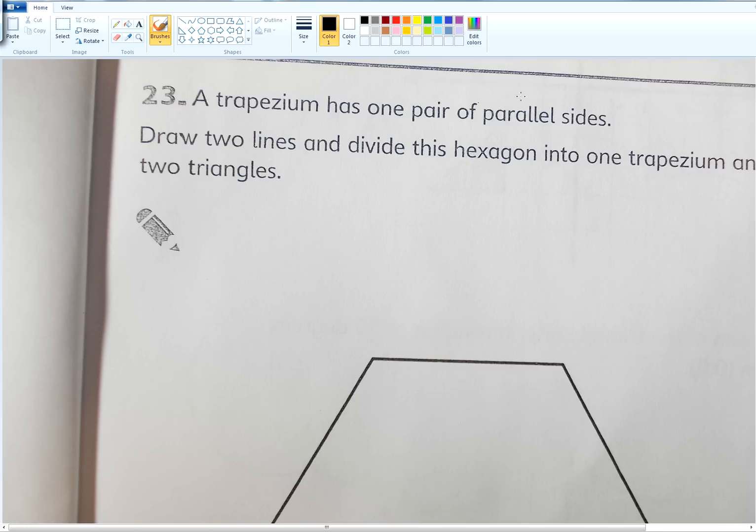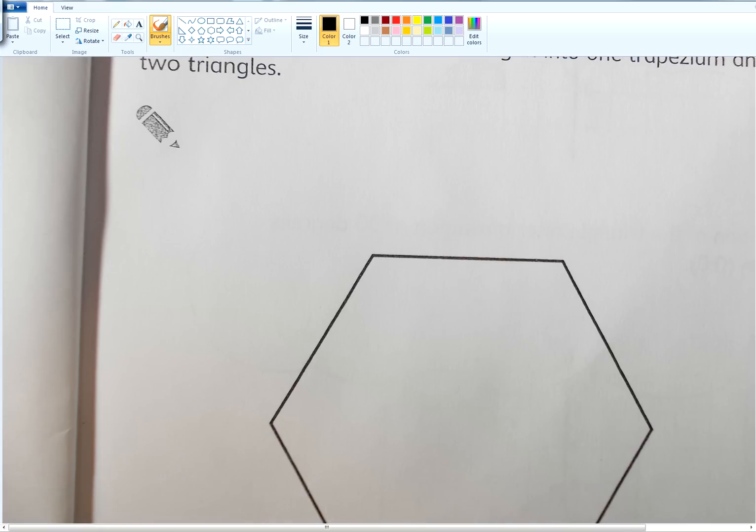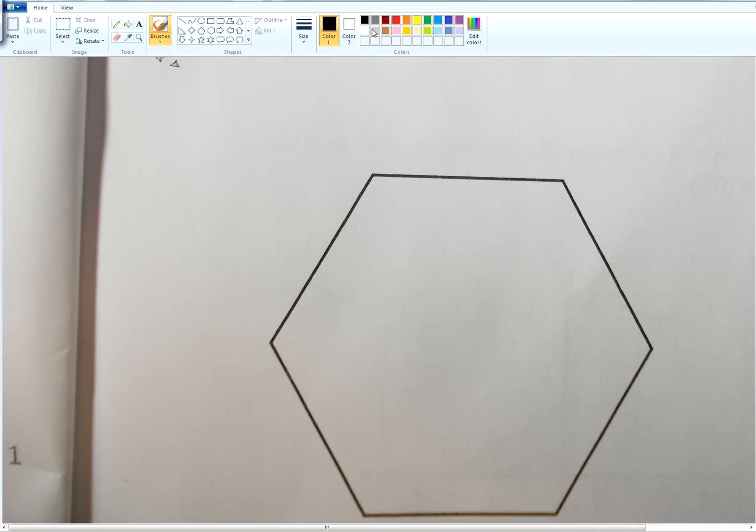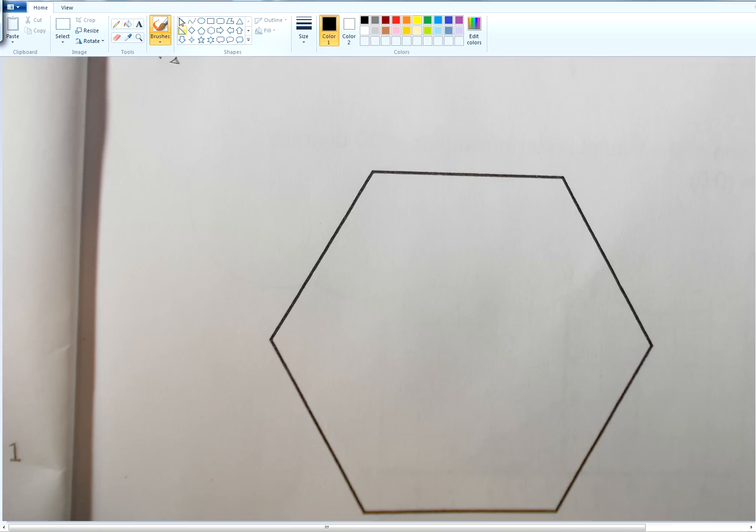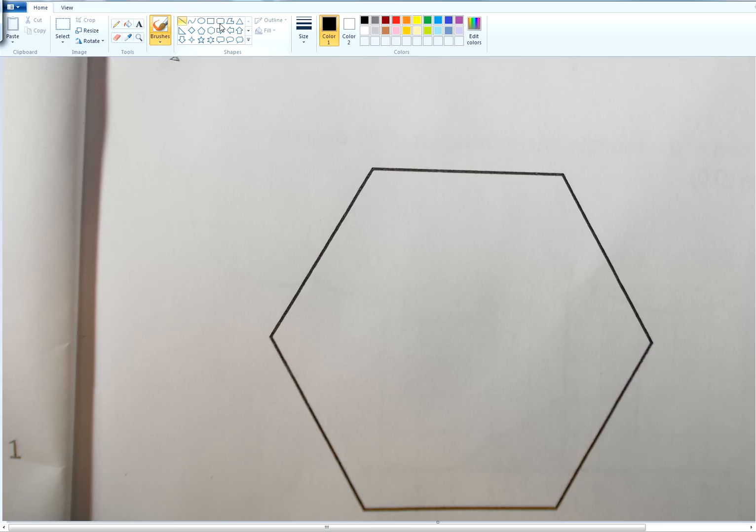Okay, a trapezium has one pair of parallel sides. Draw 2 lines and divide this hexagon into 1 trapezium and 2 triangles. Okay, right. So 1 trapezium and 2 triangles. Let's have a look. Let's get a line. We need a trapezium and 2 triangles. I made 2 triangles. So let's try that.